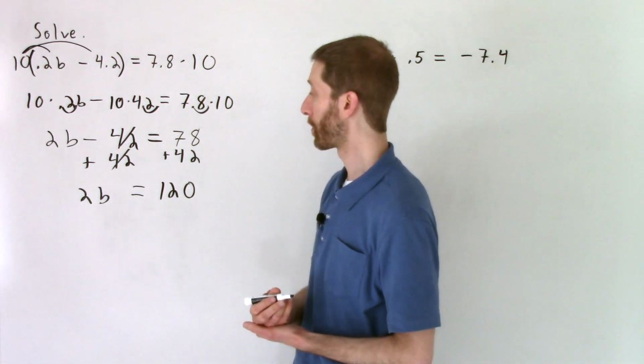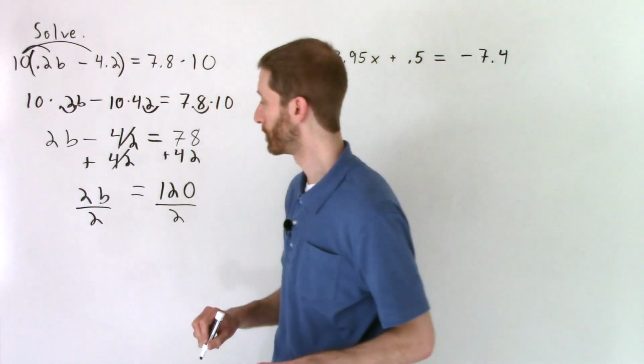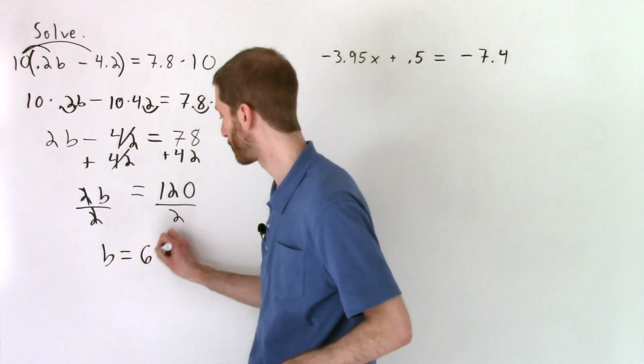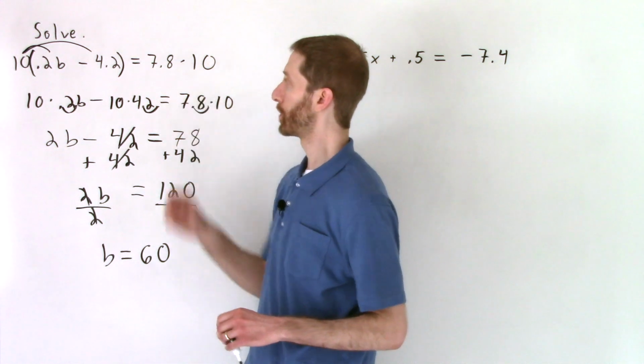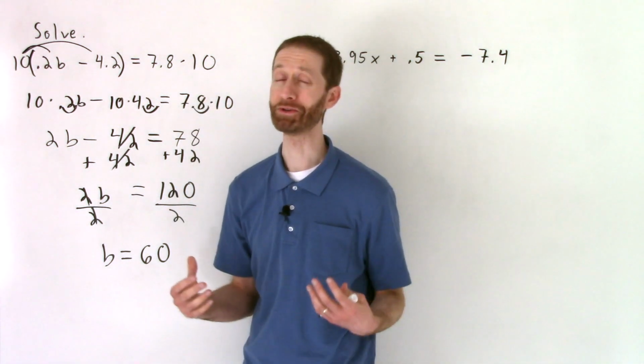So now all we're going to do is divide both sides by 2 to undo 2 times b. The 2's divide out, leaving us with b is equivalent to 60. And as usual, you would check your answer in the original equation, which was the equation with decimals, and you will see that you'll get a true statement. It's a beautiful thing.